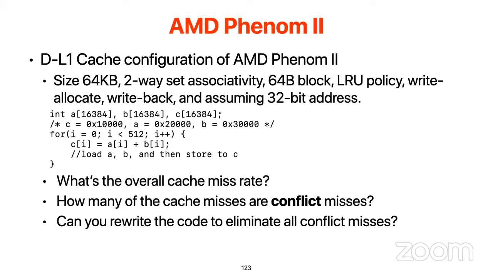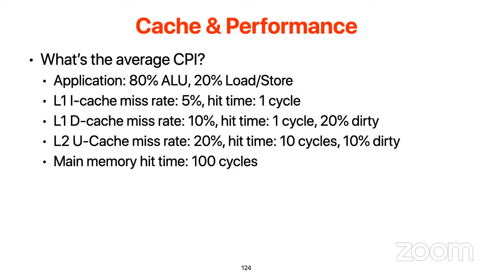For free answer questions, we have 3 sets. So this is one: what's the overall cache miss rate of a piece of code, and how many cache misses are conflict misses? Can you rewrite the code to eliminate all the cache misses? We are going to combine cache and performance. Say I have 80% ALU instructions and 20% load store instructions, then what's the average CPI? And what if I make it 60% ALU, 20% branch? What's the average CPI?